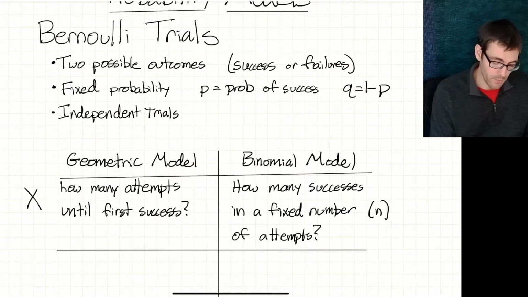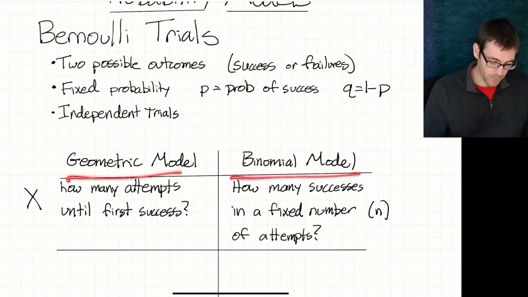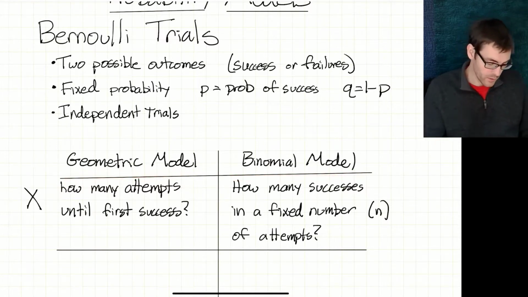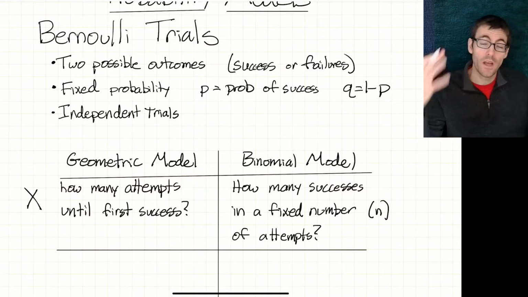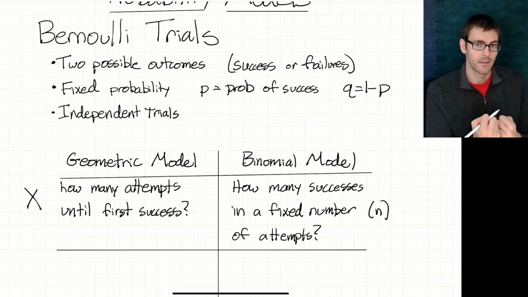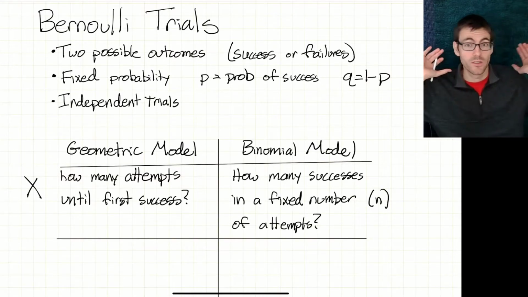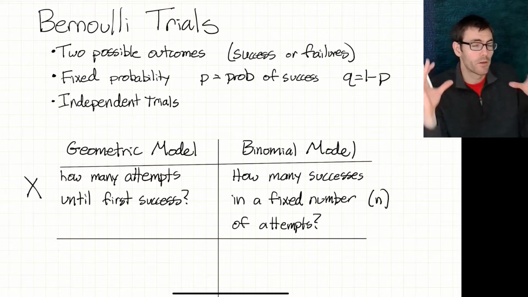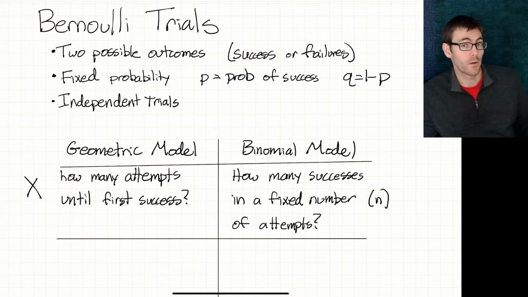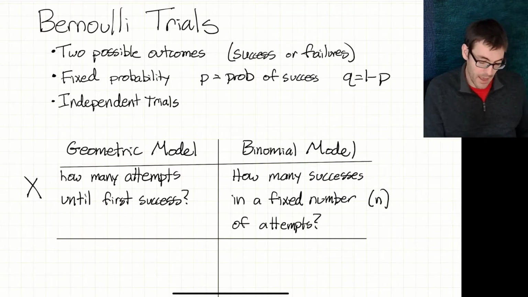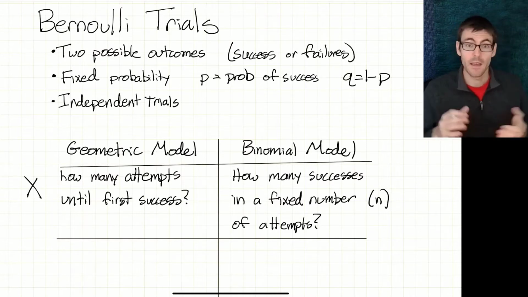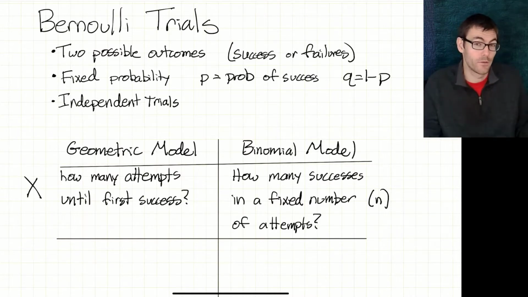So the difference between these two models, a geometric model and a binomial model, is the question that we're asking about this situation. For the geometric model, the question is, how many attempts until we finally get a success? Whereas with the binomial model, we're saying up front that we're going to do a certain number of trials, like maybe I shoot a total of 8 free throws. So for a fixed number n, we're asking how many of those are going to be successes. If I shoot 8 free throws, how many free throws do I expect to make?